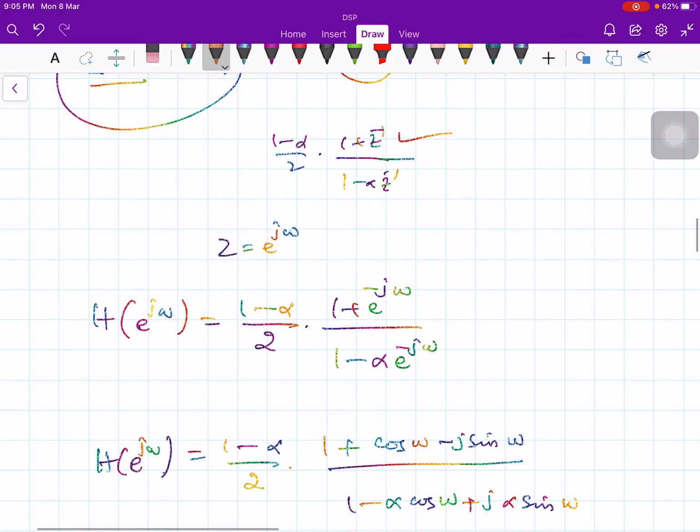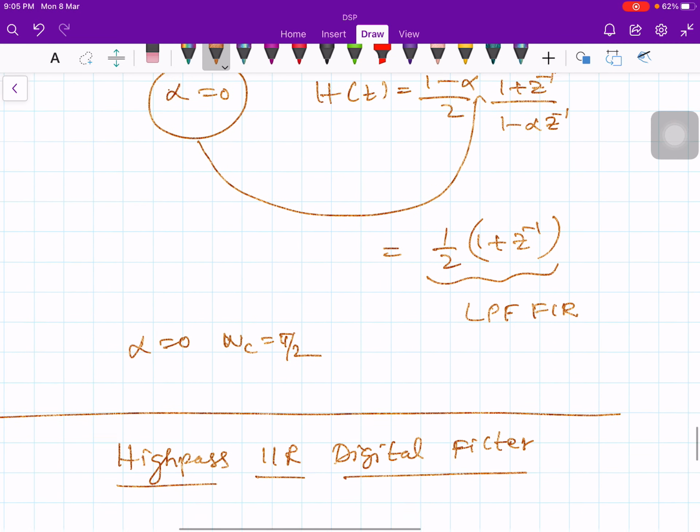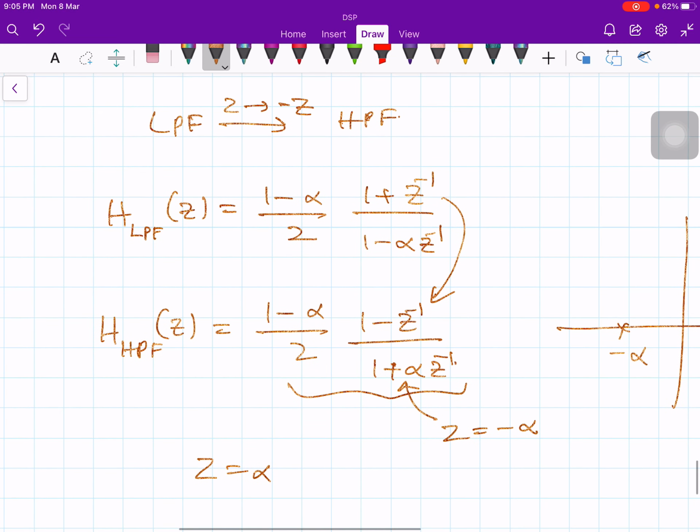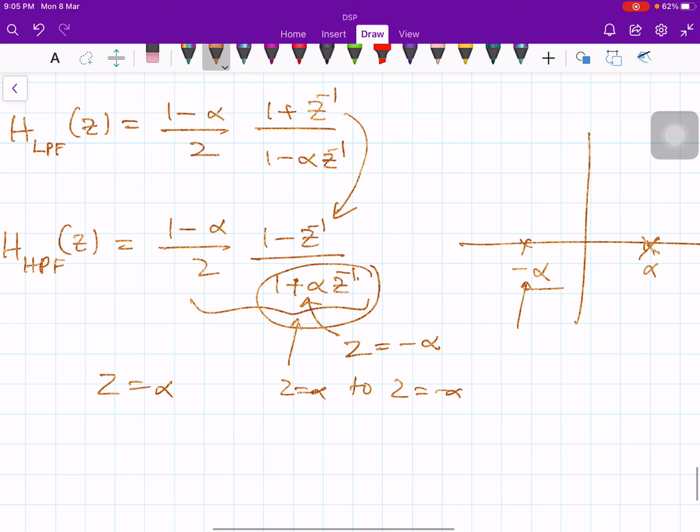Once you replace z by minus z, the pole is moved to this negative axis location. In case I don't want the pole to be located at minus alpha, I want the pole at plus alpha itself. What shall I do? Here the pole is shifted from z equal to alpha to z equal to minus alpha. Suppose I don't want that.